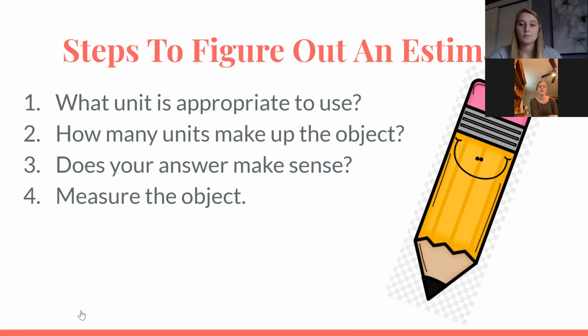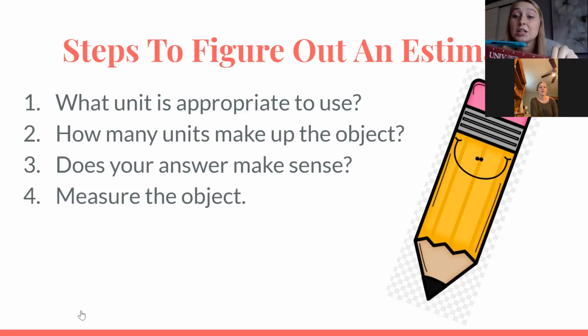And then you would ask yourself, does that answer make sense? So just thinking about it, 2 feet, I'm going to say that that's way too big for a pencil. That's a really big pencil. But 1 inch, that's really small for a pencil. That's only about this big. So you have to ask yourself, does your answer make sense? And then the fourth step would be to actually measure that object. So you're going to measure it and find out the total length of it. And then you would ask yourself, does that match my estimate that I originally thought of?